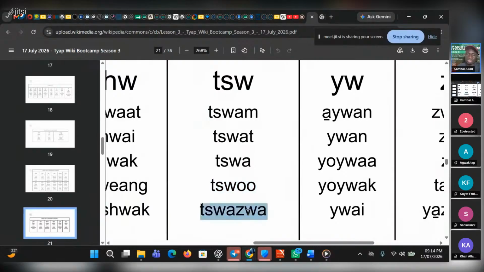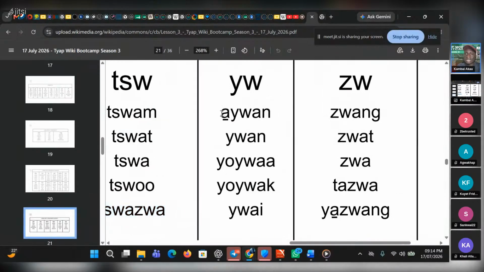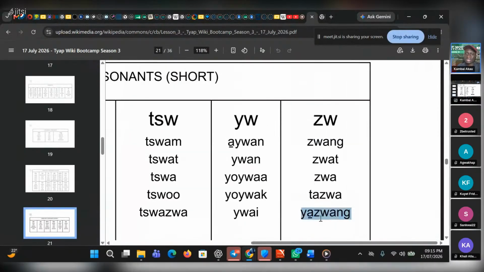And then second to the last, we have the labialized yi sound, under which we have yuan, yo yua, yo yuak, and yuai. And lastly we have the labialized z sound, under which we have zhuang, zhuat, zhua, dazhua, and yezhuang. These are the labialized consonant sounds.